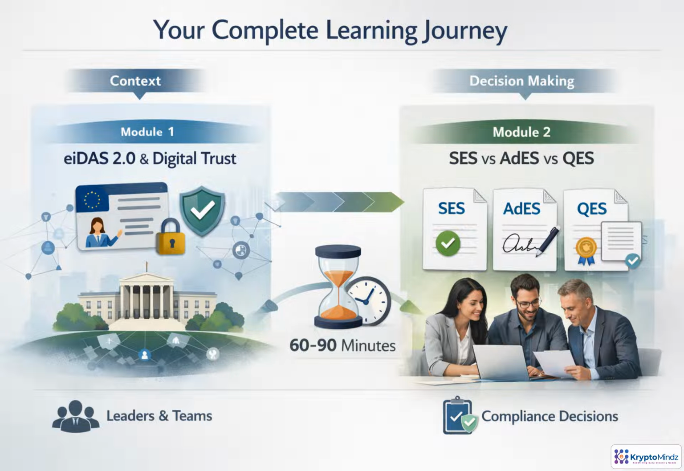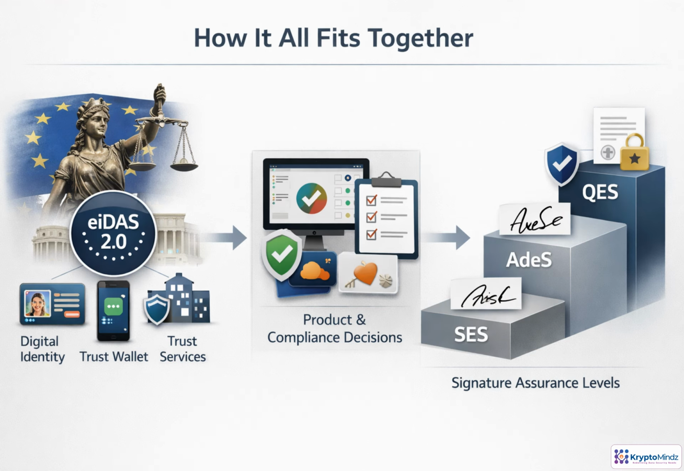We'll begin with the foundation, what eIDAS 2.0 changes, and why digital trust matters. Then we'll apply that context to signature choices, comparing SES, AdES, and QES for product risk and compliance decisions. We'll build the topic step by step.